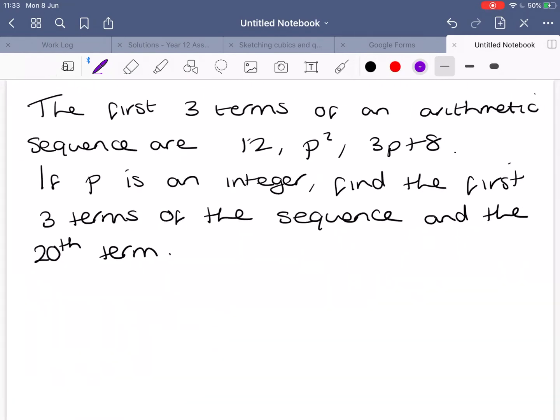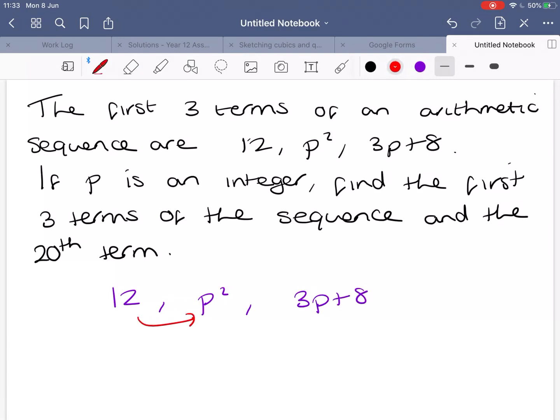And we use that sort of thing with a question like this. So it does tell you now this is the first three terms. The first three terms of an arithmetic sequence are 12, p squared, and 3p plus 8. If p is an integer, find the first three terms of the sequence and the 20th term. So effectively, what I've got to do is find out what that p is. So again, I think, what do I know about an arithmetic sequence? I know they have a common difference.